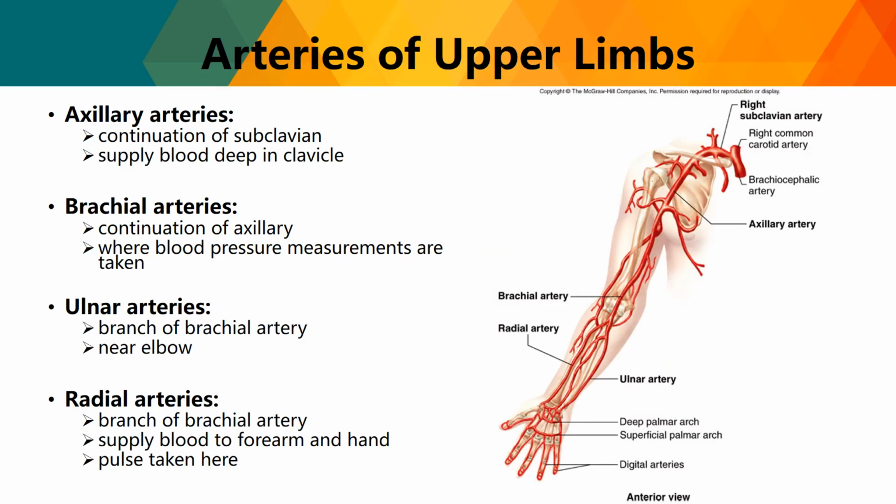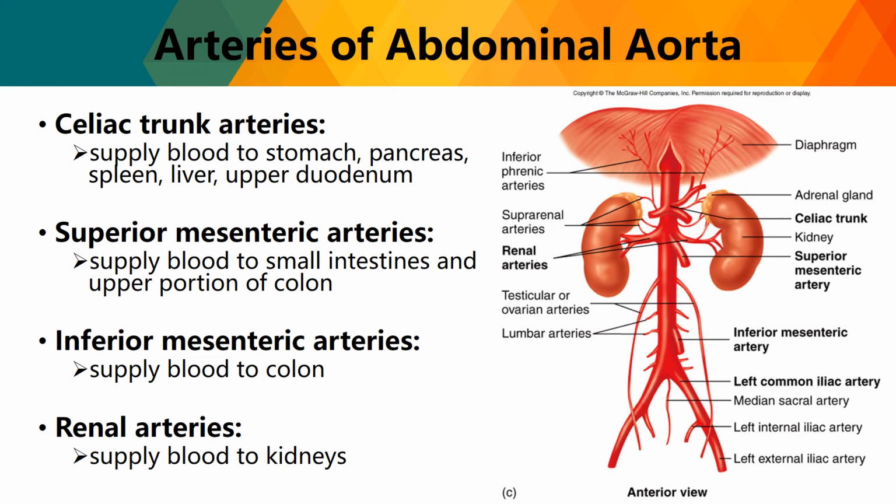Next, you have your arteries of the upper limbs. You have different arteries. Of course, you have your axillary arteries, brachial arteries, ulnar arteries, and radial arteries. The summary of their functions is there. You also have the arteries of your abdominal aorta: your celiac trunk, superior mesenteric arteries, inferior mesenteric arteries, and renal arteries. Again, when you say superior and inferior, superior is the one on top, inferior is the one below.